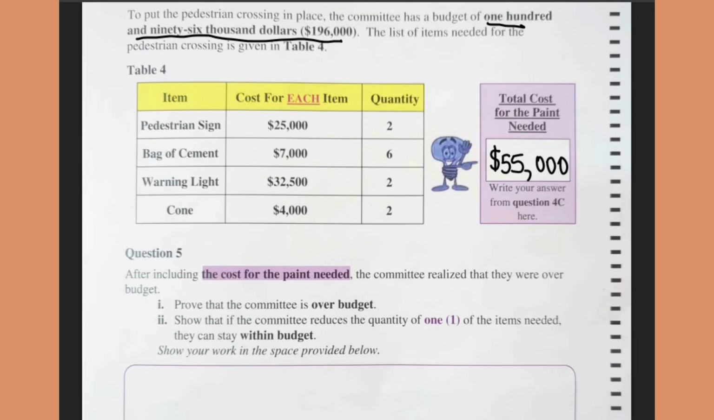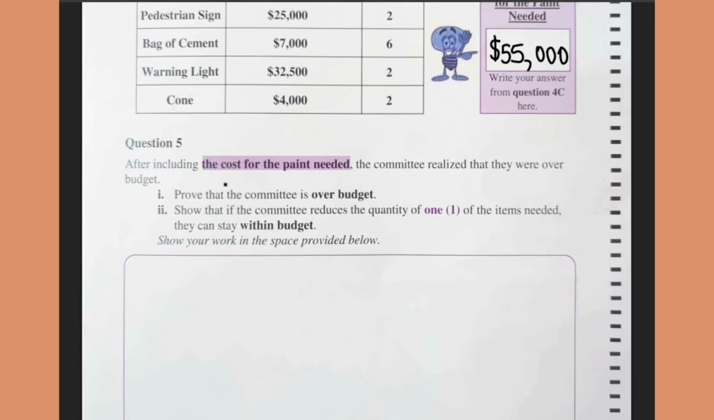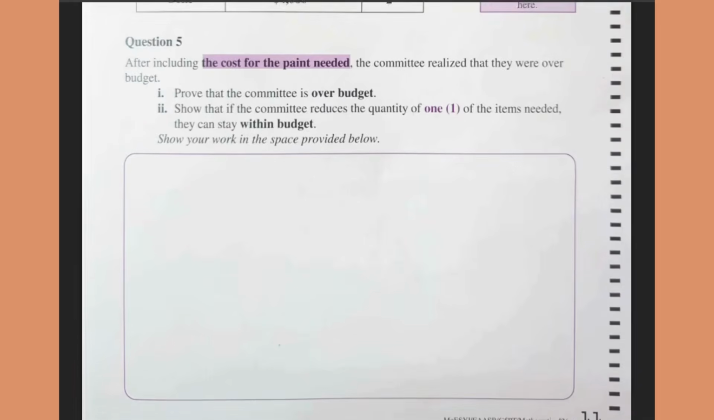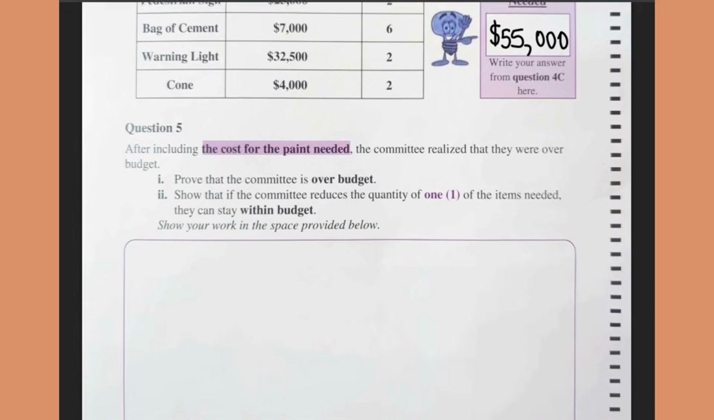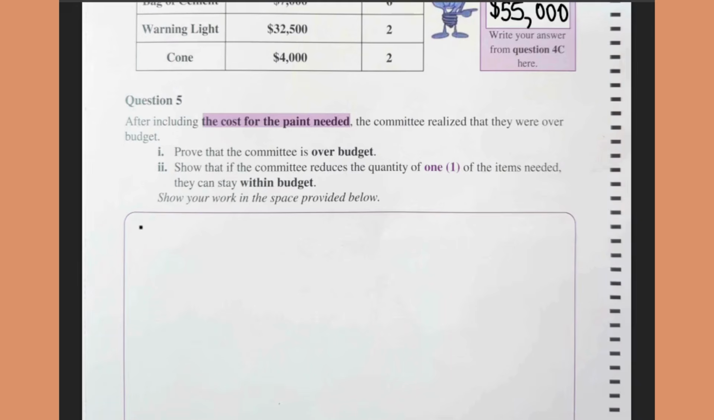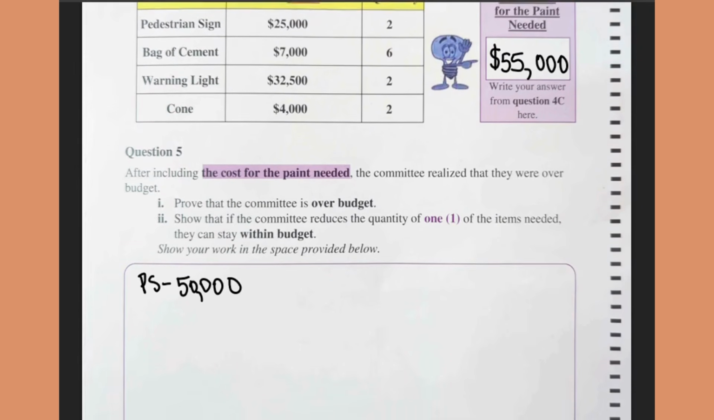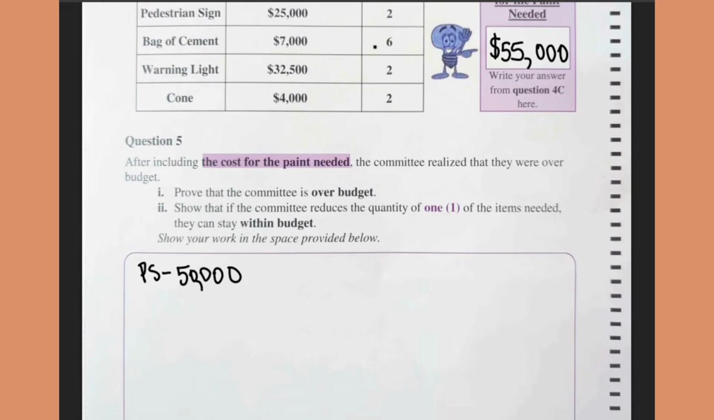So let us work out pedestrian sign. The pedestrian sign is, let's look at the price again, 25,000 times 2. We don't need to work that out. Pedestrian sign, that's going to be 50,000. 25,000 times 2 is 50,000. Bags of cement, 7,000 times 6. Let's write C for cement. 7 times 6 is 42. So that is 42,000.